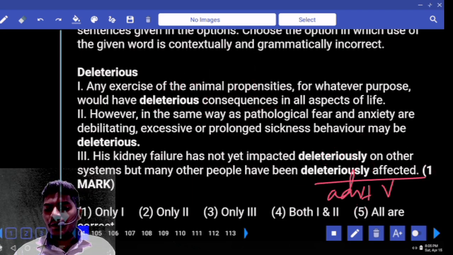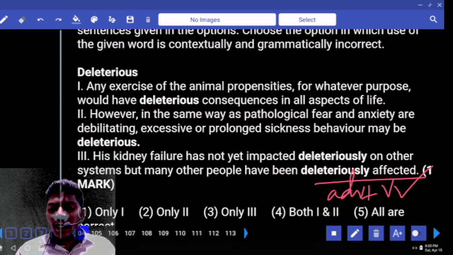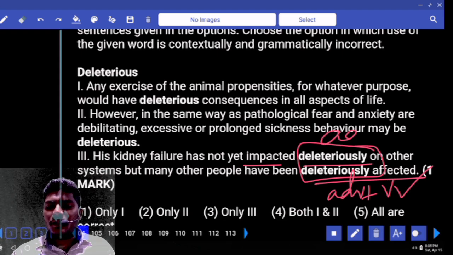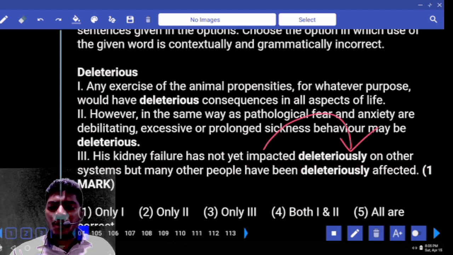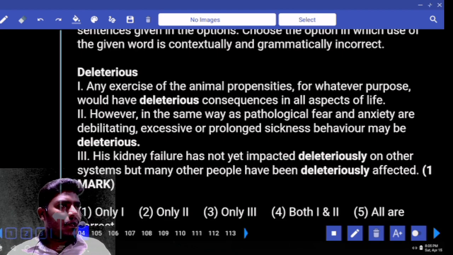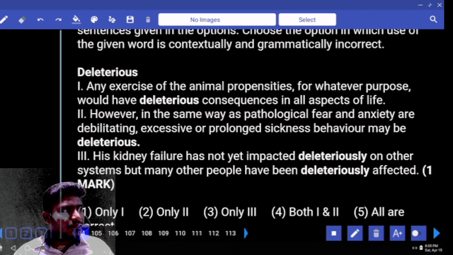Yes or no? Yes. Then what else is there? Impacted deleteriously, he said. So these two become adverb forms, and the adverb also modifies in this combination. That means according to the parts of speech everything is good. Now that everything is good, what do you have to do?